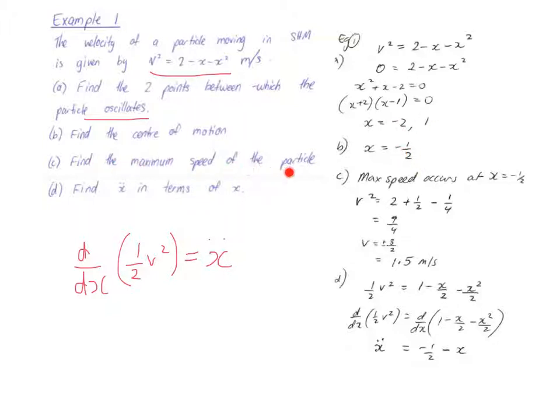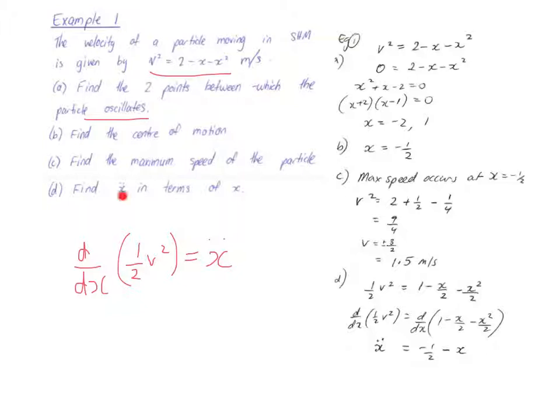Find the maximum speed of the particle. The maximum speed of the particle, remember, occurs right in the middle of the motion, at the equilibrium point or at the centre. So there's the centre point, x equals -1/2. Sub that in to the equation for the velocity to find what the maximum speed is. So subbing that in, you get a maximum velocity of 1.5 metres per second.